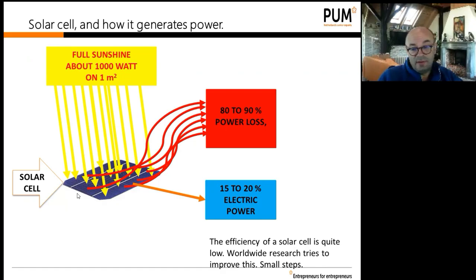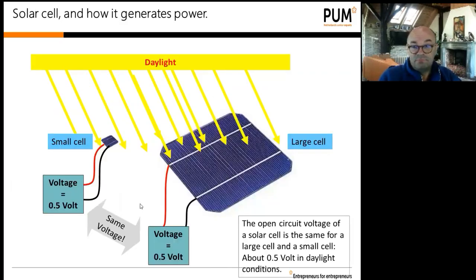It's a pity that the efficiency of the solar cell is quite low, but all over the world very clever guys and girls are trying to improve that, and it's getting a little bit better every year. So maybe in the future we have better systems, but until now we have to do with it, and it's really a good system to generate power.